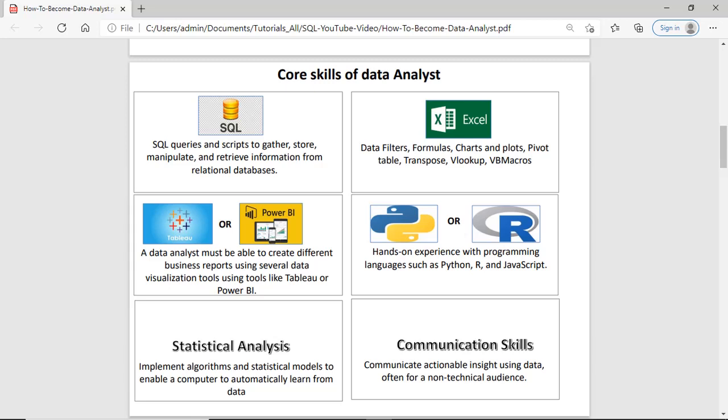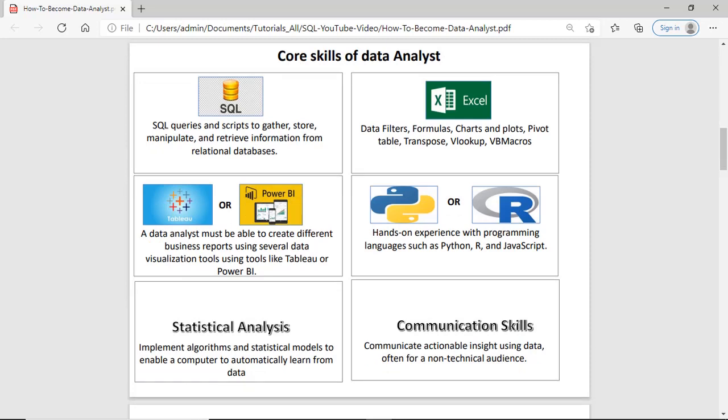Next is the Python or R language. These two languages are useful for data modeling and data analysis. If you have knowledge of these, it will boost your career in data science too. So knowledge of these two languages is not a must, but you should have it.